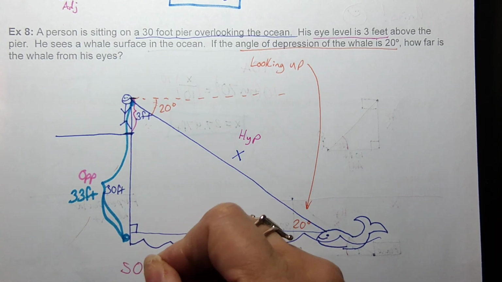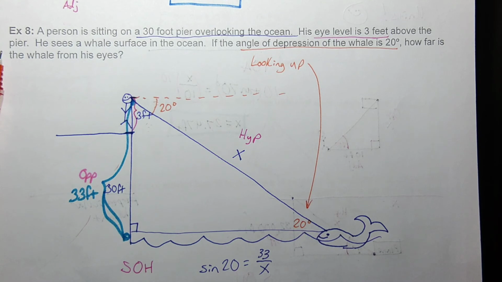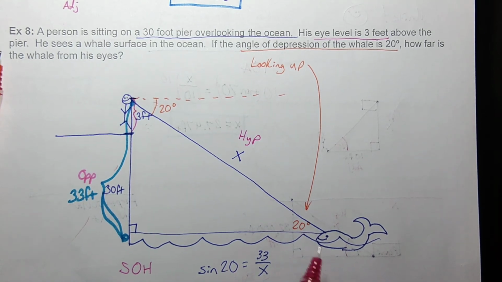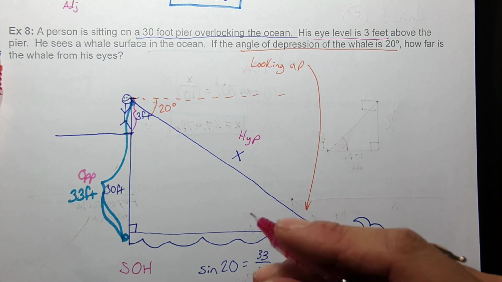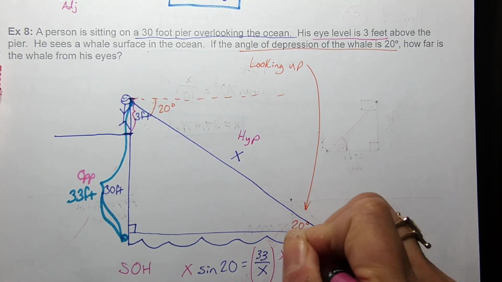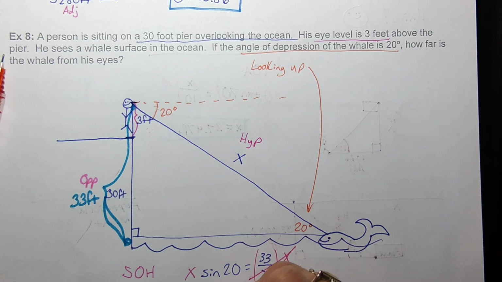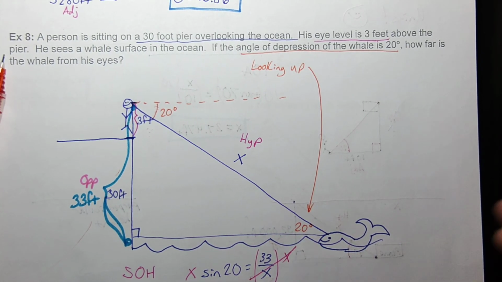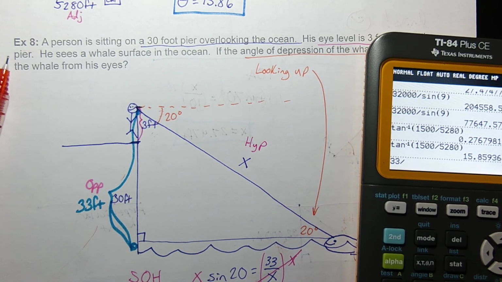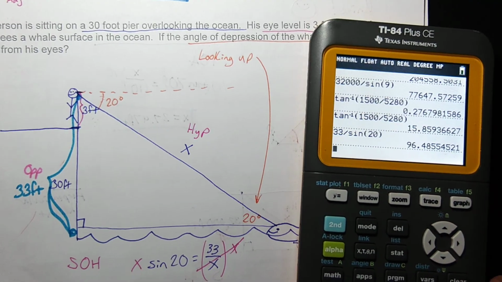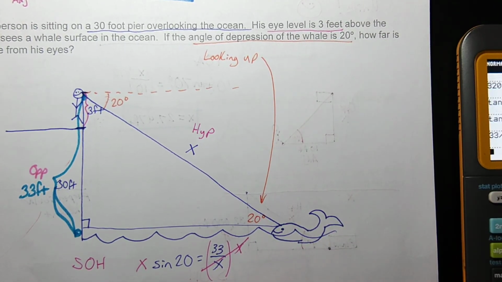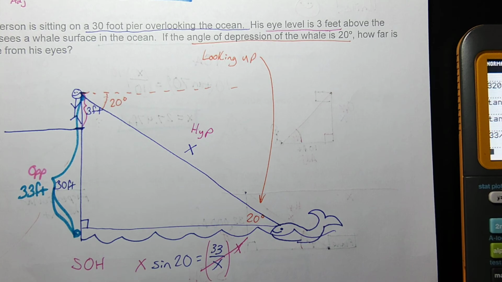So this is opposite and hypotenuse. So for our trig function, we are going to use sine. So sine of 20 degrees is opposite 33 over the hypotenuse x. To solve, we're going to get that x out of the denominator by multiplying both sides by x. So then x sine 20 is 33. We divide by sine 20. And 33 divided by sine 20 gives us 96.49. 0.49, what? Feet, very good. And that would be our final answer.